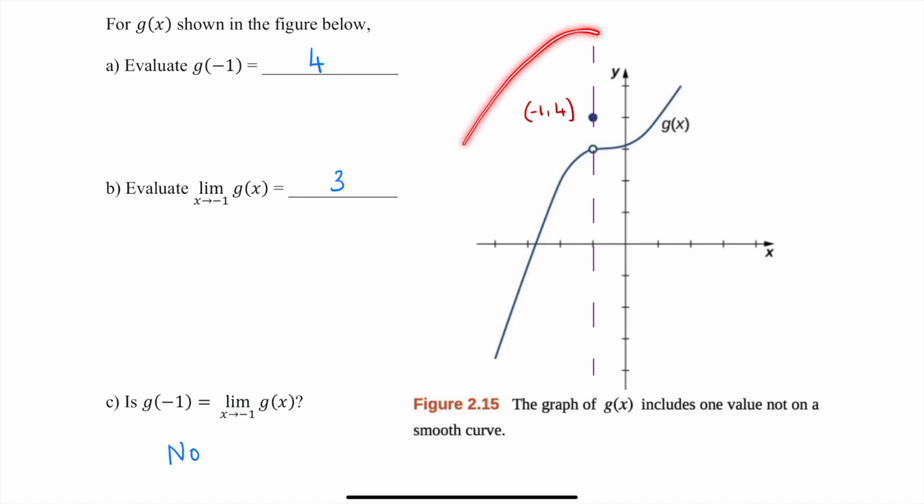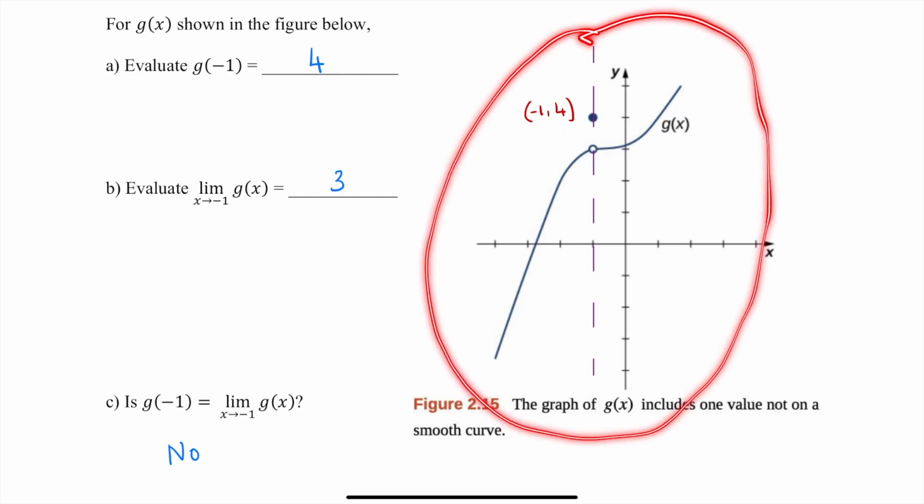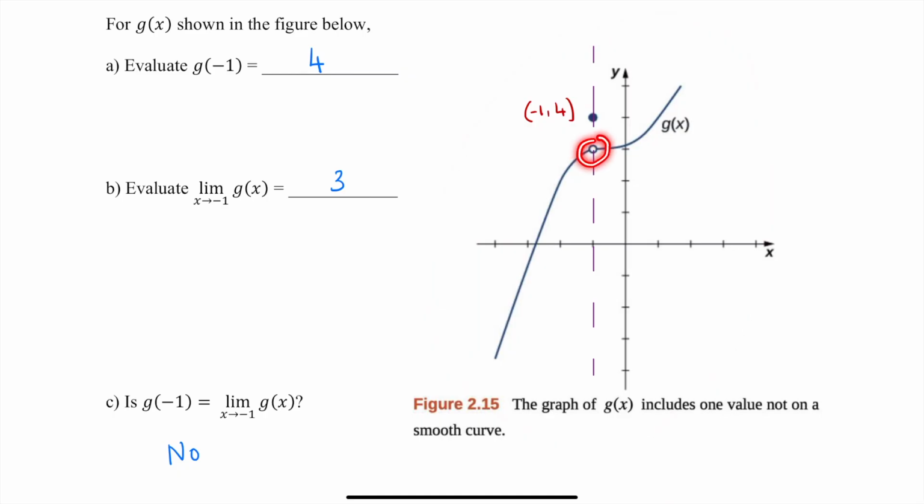This situation is called a removable discontinuity. The graph has a hole on the curve. The function is defined at that exact x value, but not at the point the curve is approaching. This is a very common example in calculus, and it shows us something important. The limit depends on the behavior near the point, not the actual value at the point.